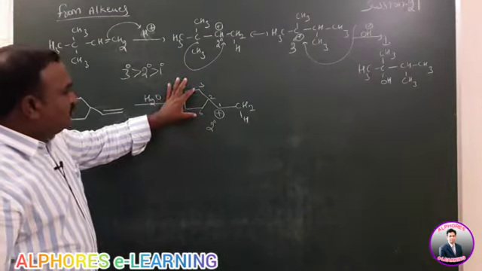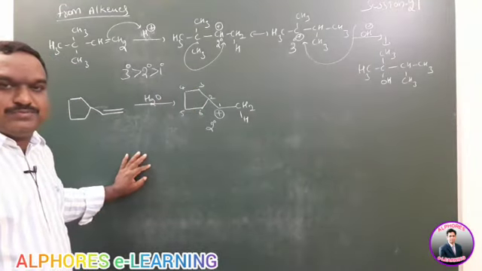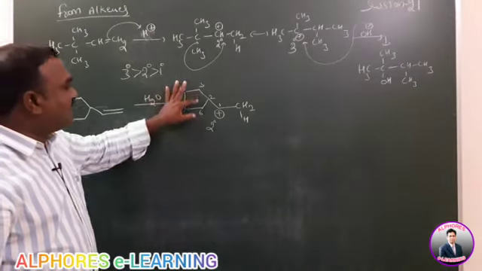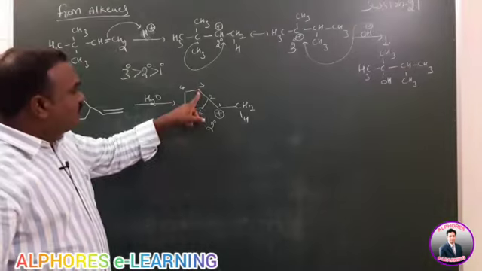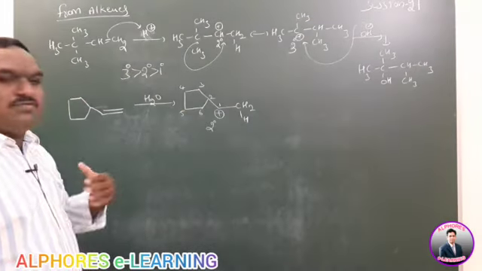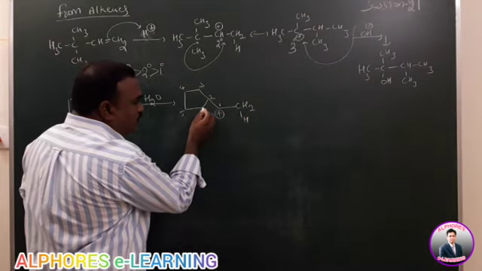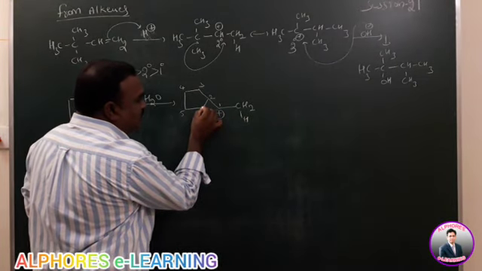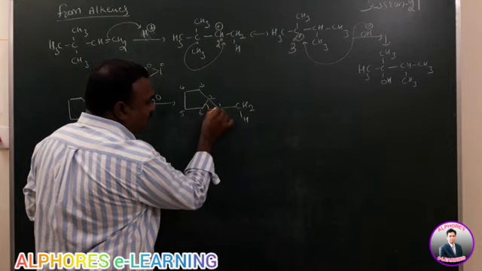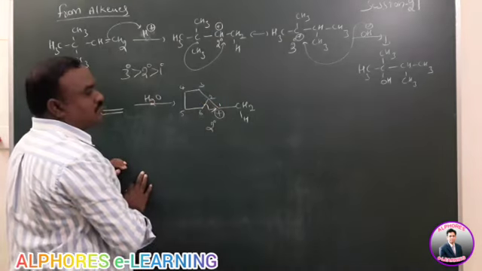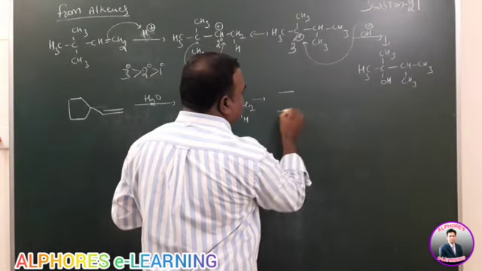Migration from here or here doesn't matter, both have the same type of nature, secondary nature. So you can do migration from here or here, and we'll get the same product. Now we will do this one here. The sigma bond between the sixth carbon and second carbon, the electrons migrate towards the first carbon, and then form the 6-member ring here.